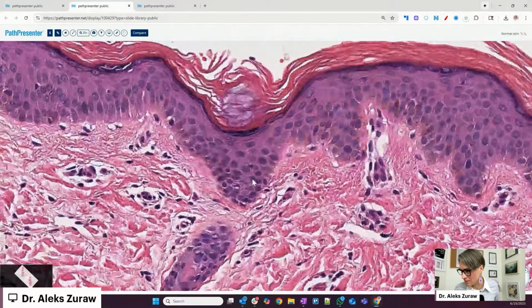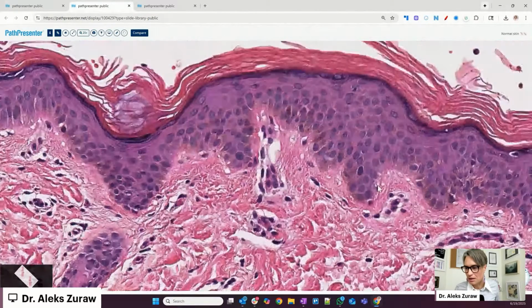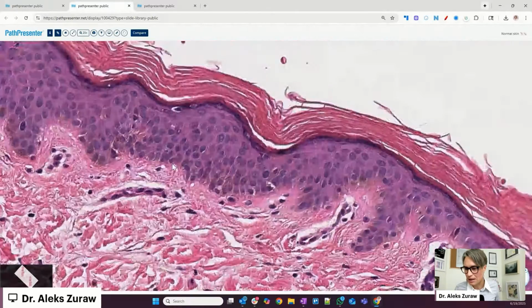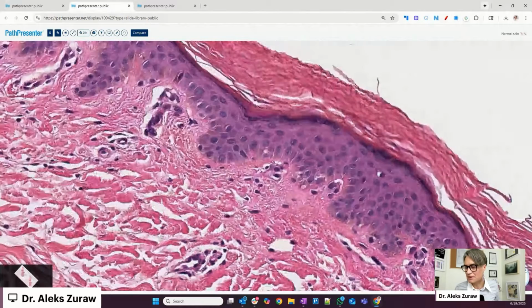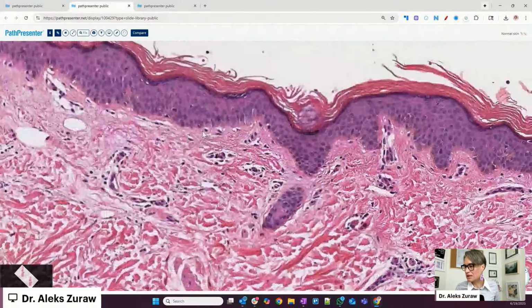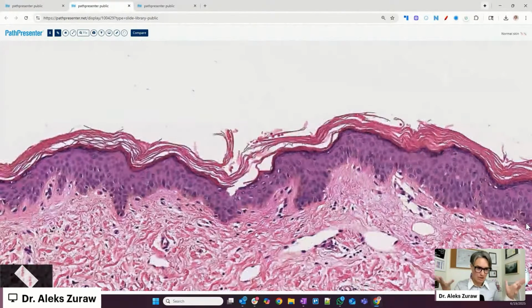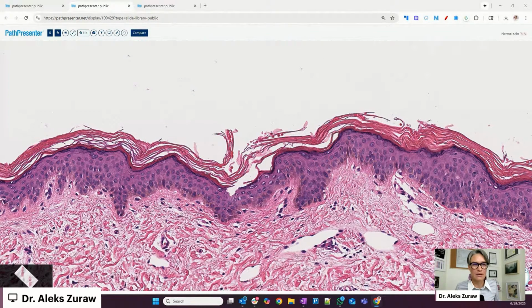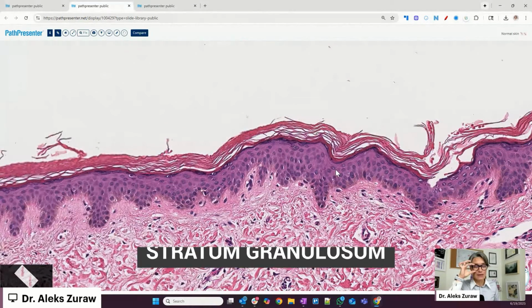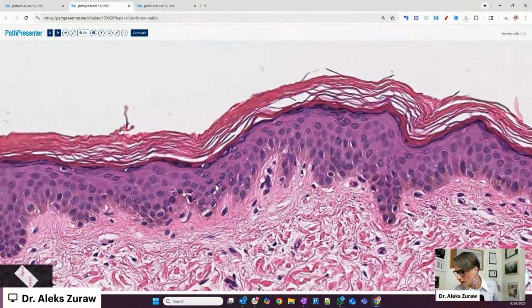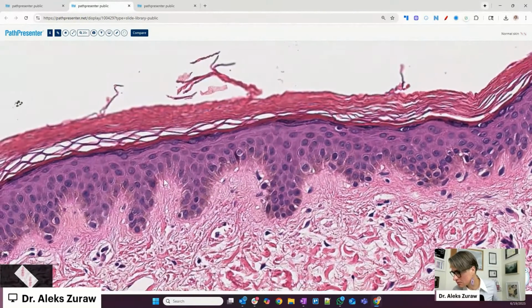Here, maybe this one is spiny. Well, it's triangular, so I wouldn't say it's spiny. But basically, above our stratum granulosum, we're supposed to have stratum spinosum, where these cells have some projections. And then we have stratum granulosum because it has granules, and the granules are keratohyalin granules, and we should see them.